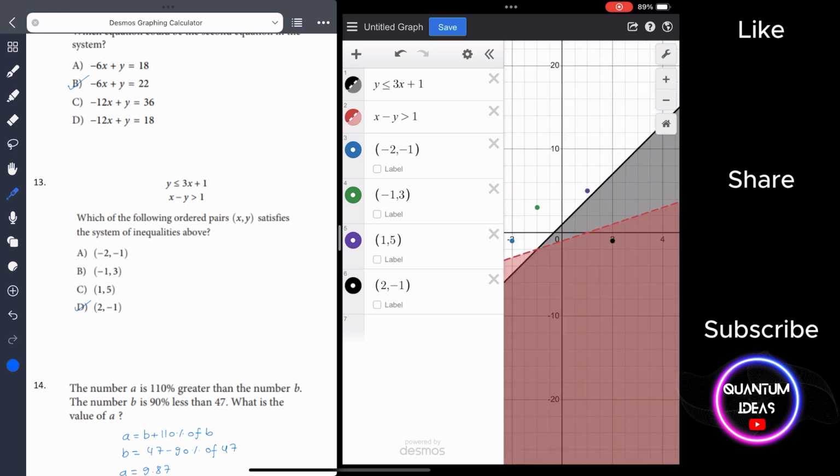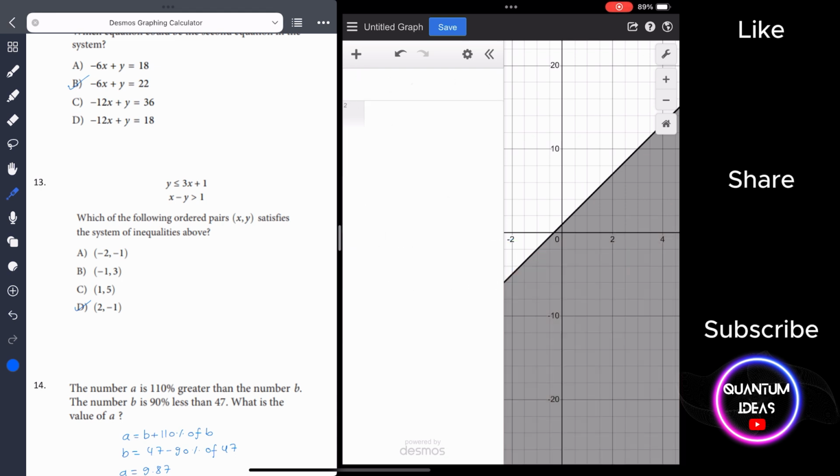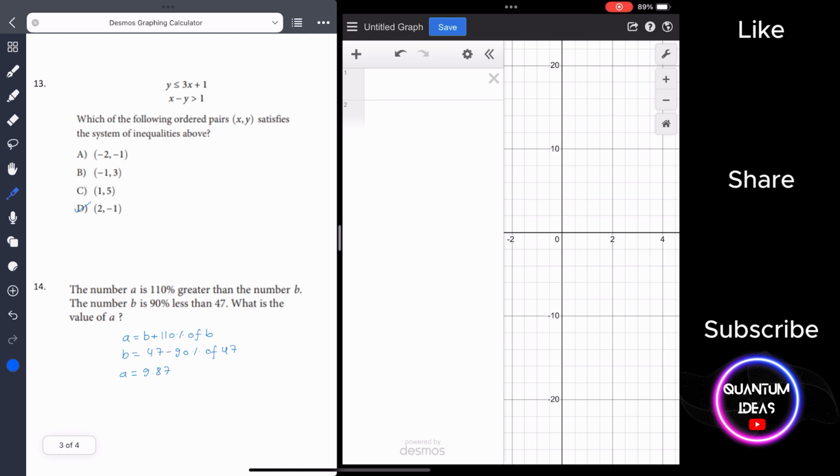Now let's close it. So let's go to number 14. The number A is 110% greater than number B. Number B is 90% less than 47. What is the value of A? It is very easy. You can do it on a normal calculator, but I'm going to show you with Desmos also.